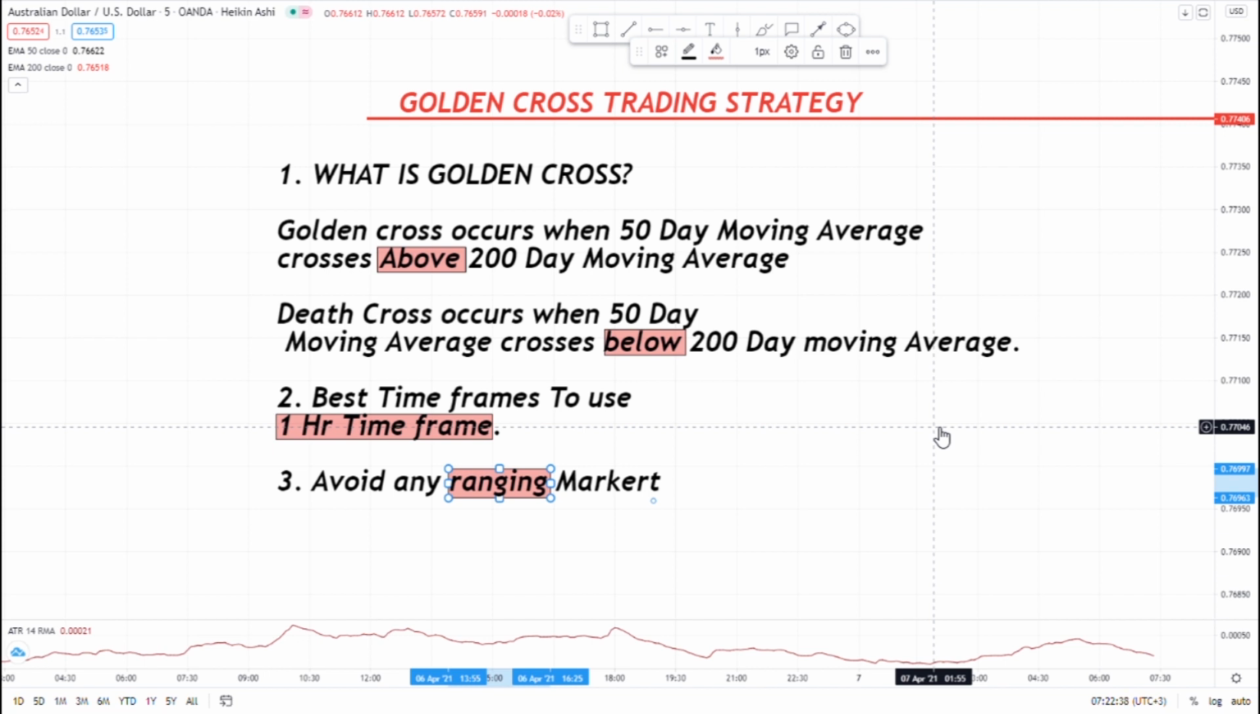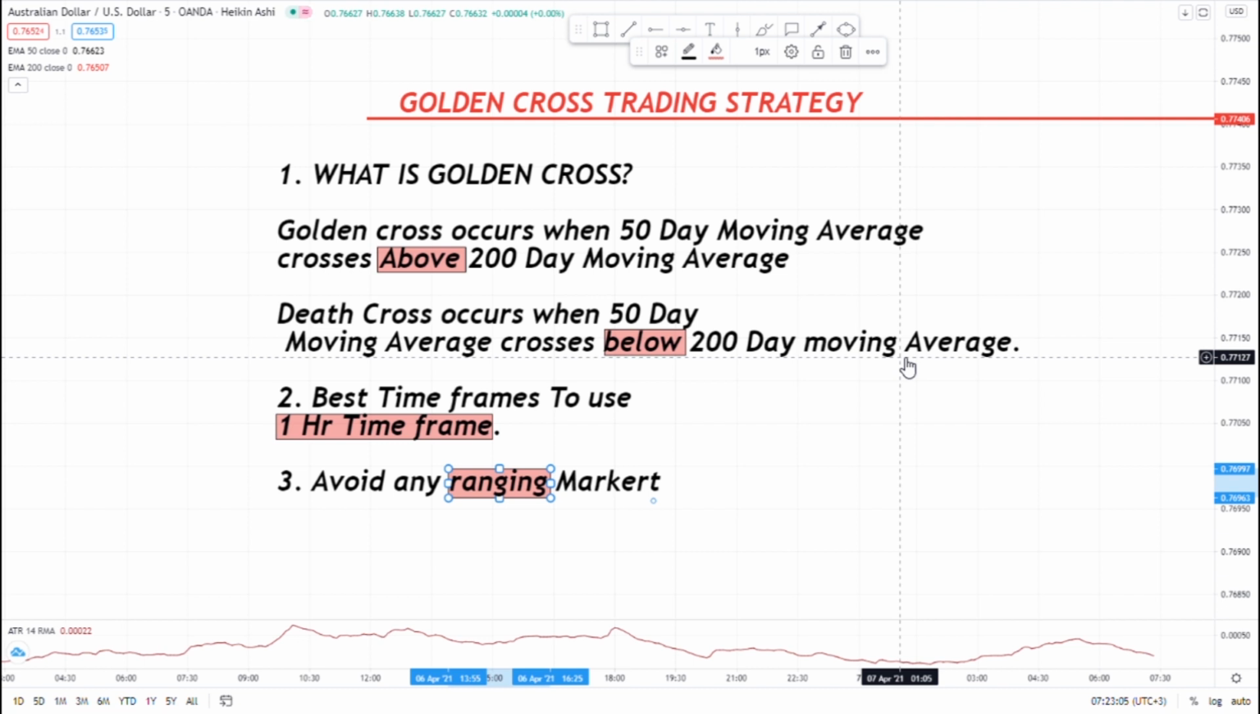And also, if you talk about the golden cross, you will not fail to talk about the death cross. So a death cross occurs when the 50-day moving average crosses below the 200-day moving average. I'll show you pictures to understand what I mean when I say moving average, crossing above, crossing below, and you will be able to understand more.